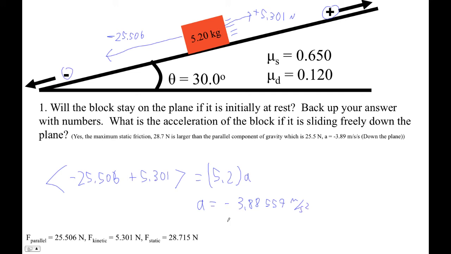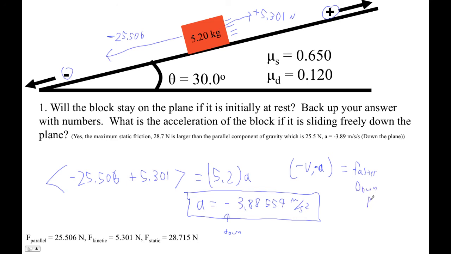Now what this means is it's an acceleration down the plane. Okay, it's not actually decelerating. In fact, this thing is going faster and faster, right? It has a negative velocity and a negative acceleration. So the velocity and the acceleration are in the same direction. This thing is going faster, but it's going down the plane.